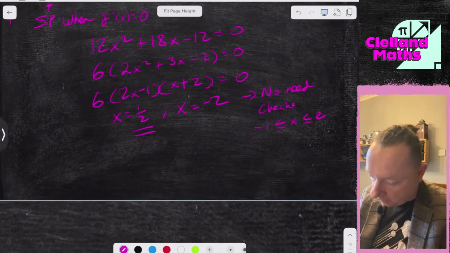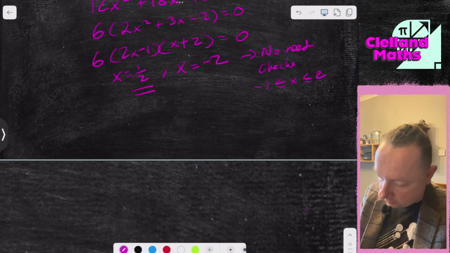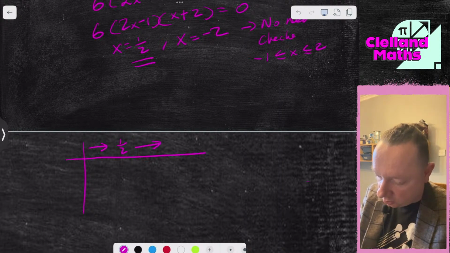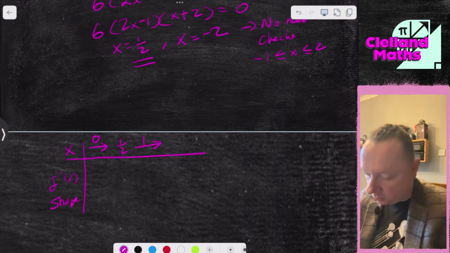Right, so, nature table, along, a half, and along. We don't need to check -2, so that's x, f dash x in the shape. So before a half, we could pick a 0 and 1. Will we do that?